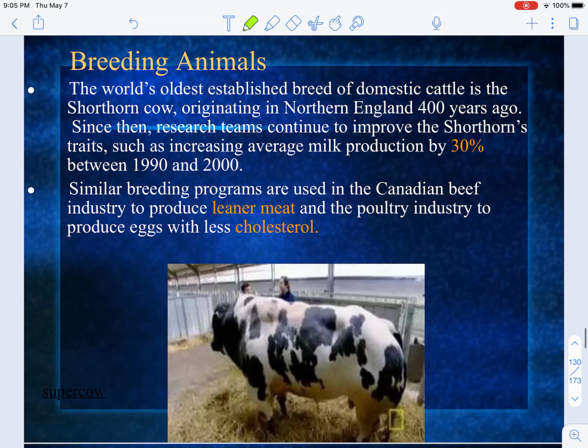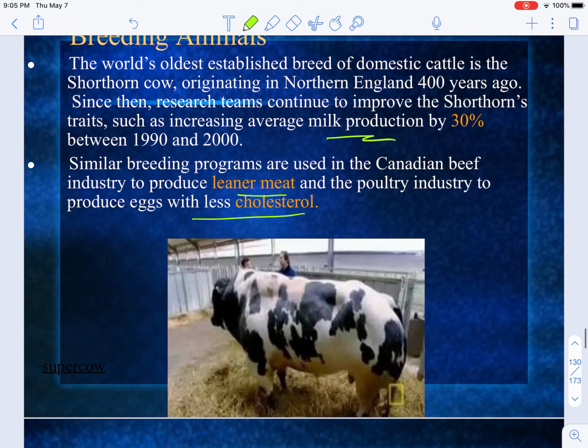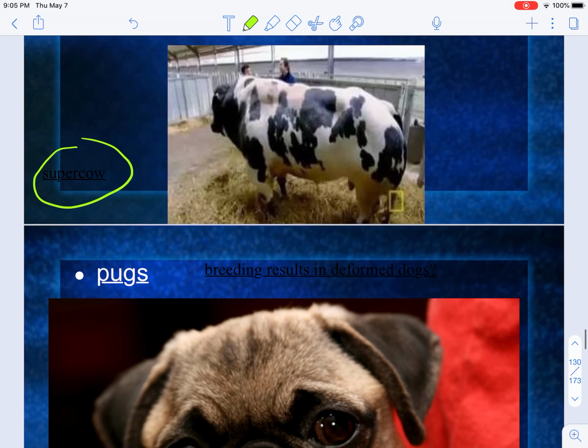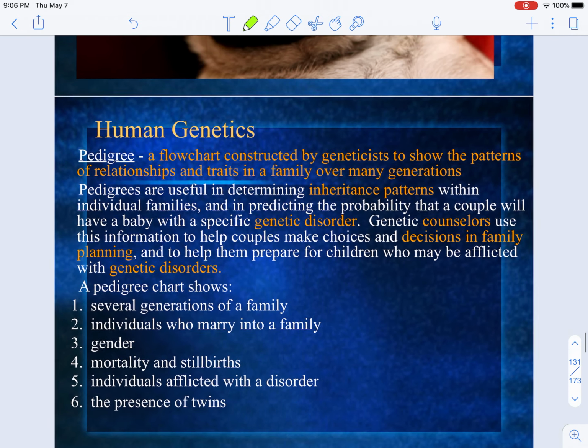And with breeding animals, we breed them to have more and more milk, maybe poultry to have less cholesterol in their eggs, beef to have leaner cuts of meat. This is one of my favorite videos called the Super Cow. Check this out on the actual PowerPoint because the links will work. Alrighty, pugs, take a look at the dog link if you're interested in that.